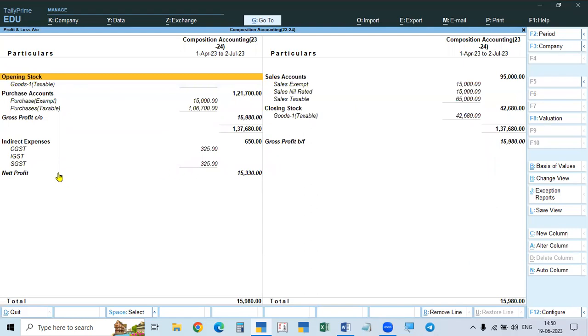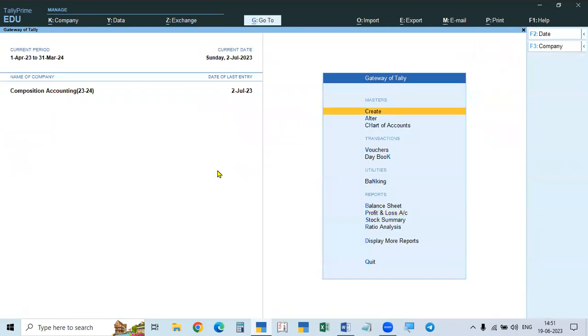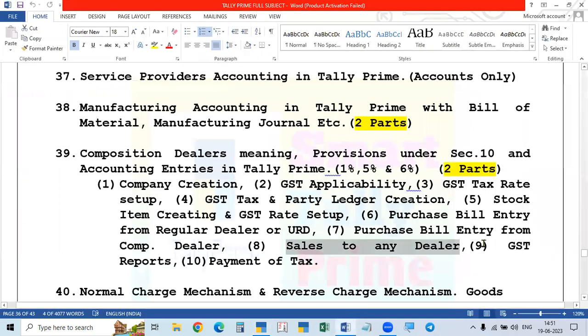Okay, here CGST and SGST paid is an expenditure for us, for the business. So CGST and SGST are shown in the profit and loss account. If it is under duties and taxes, the amount will be shown in the balance sheet. Since it is under indirect expenses, it is shown in the profit and loss account. This is how we have to make the entries for sales, how the GST reports are shown, and how to make the payment.